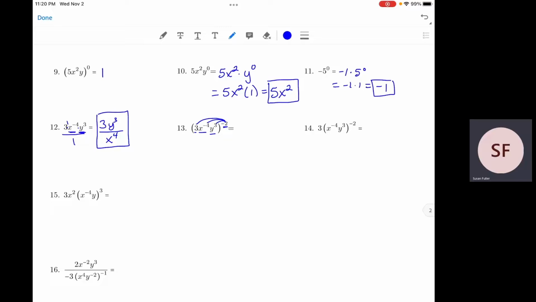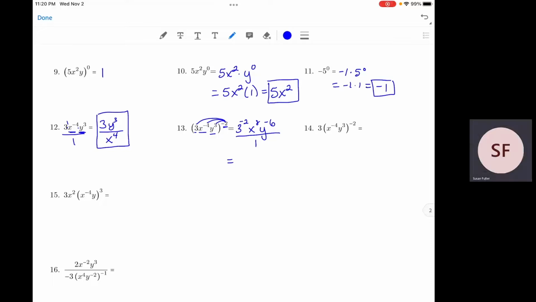So 3 to the -2 power is 3 to the -2. X to the -4th to the -2 power, I'm going to multiply those exponents. That's going to become x to the 8th power. And then y to the 3rd power to the -2 power. Again, I'm going to multiply those exponents and get y to the -6th. So now that I've distributed this exponent of -2 to everything, now I can play should I stay or should I go. I'm going to put that all over 1.